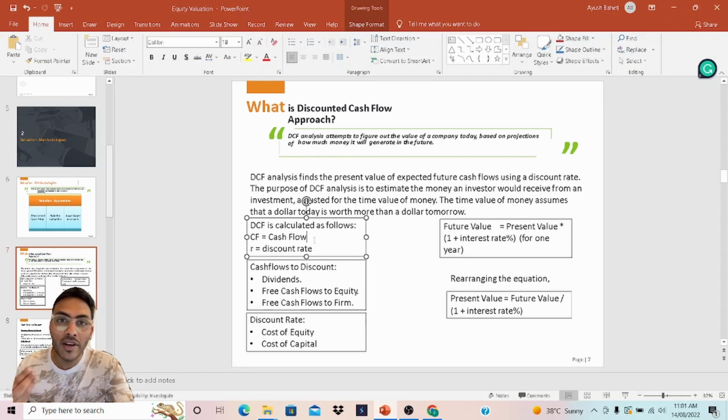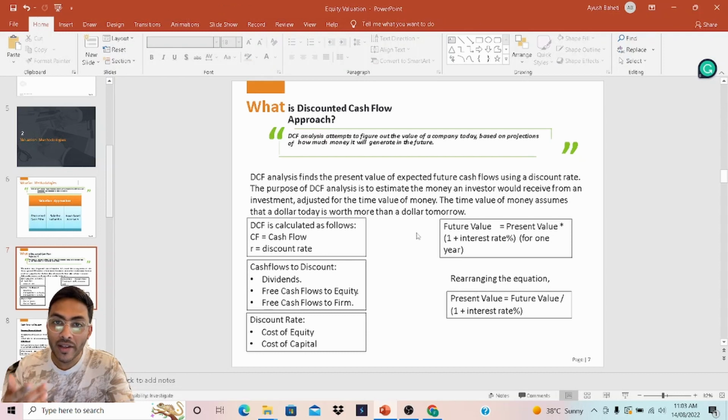So your cash flow is the return on investment in the form of interest, in the form of rent, in the form of dividend, asset liquidation, and the discount rate is the discount that we are going to apply, assuming that what we are going to get in future will not have the same value as of today. Now, how to apply discount on the future cash flow to calculate its present value?